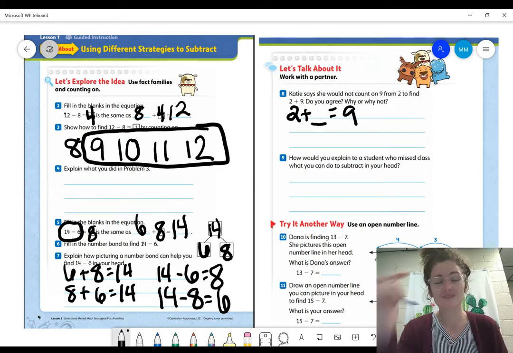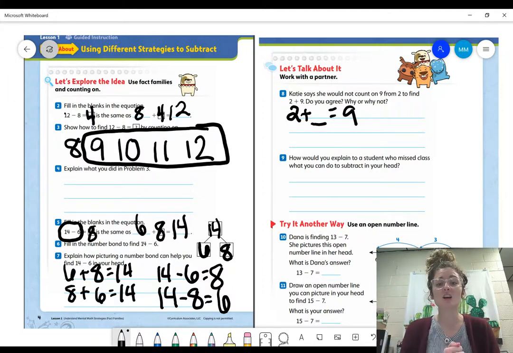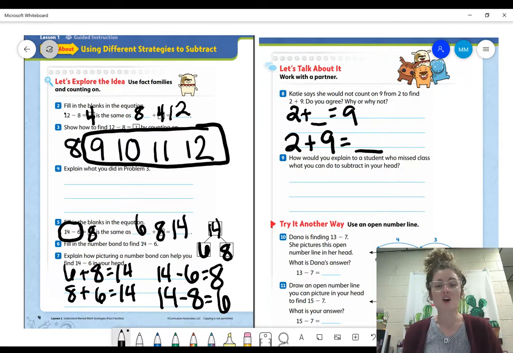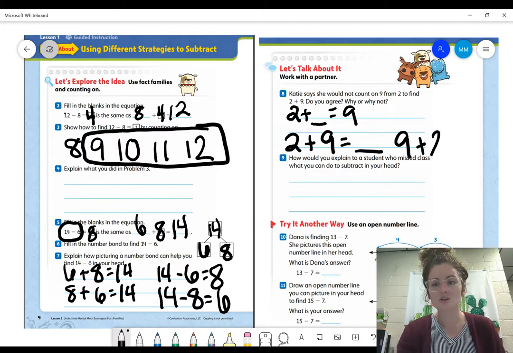Because I'm thinking that this is what Katie is thinking. She's thinking that she needs to start at 2 and count to 9. But what she really needs to do is start at 2 and count 9 more. Now, she could also be thinking it would be easier to start at 9 and count 2 more.